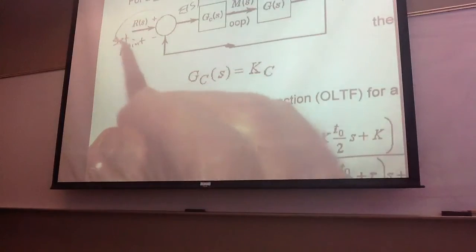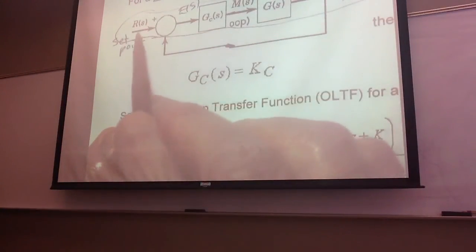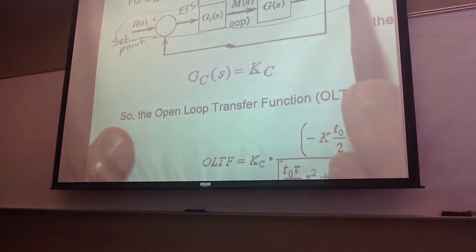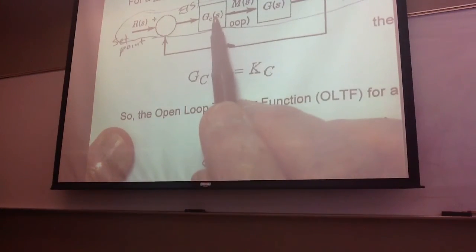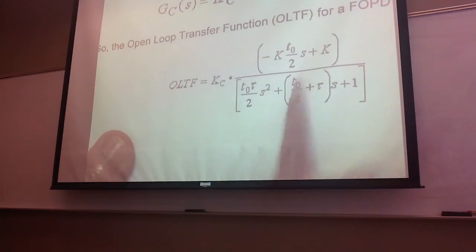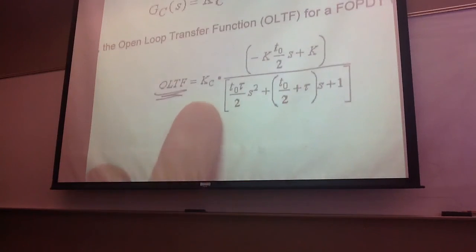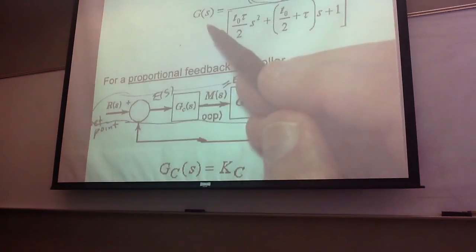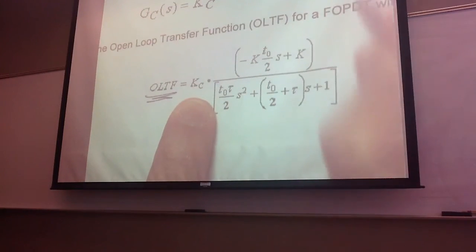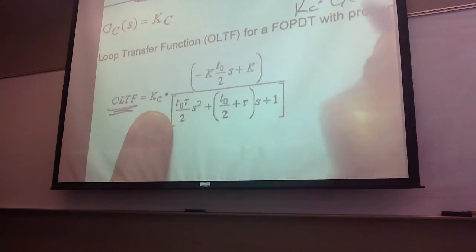Now then, the open loop transfer function is what we get if we don't have a closed loop. So the open loop transfer function goes from R to C, and it's just this times this, which is KC times all that other stuff. That's the open loop transfer function. So it's just KC times G of S.